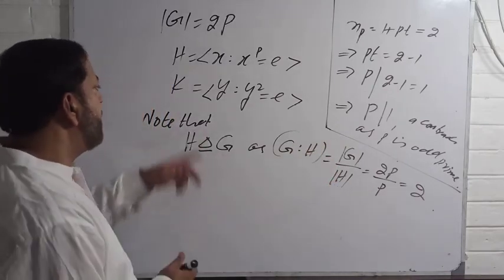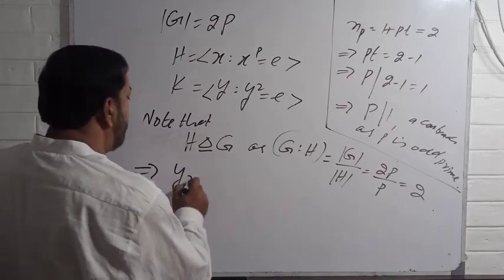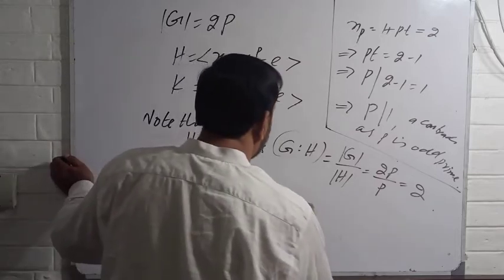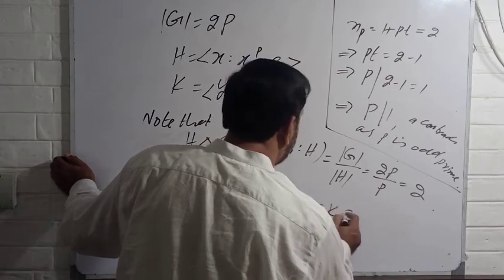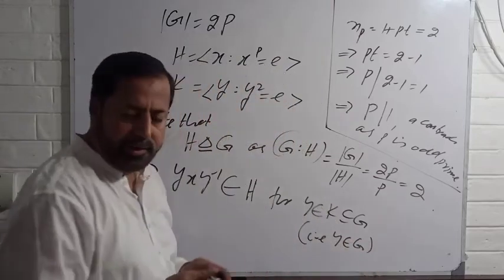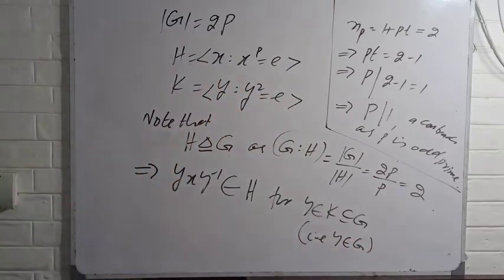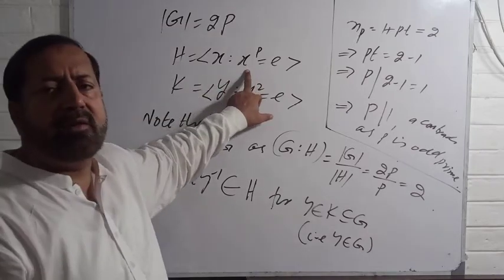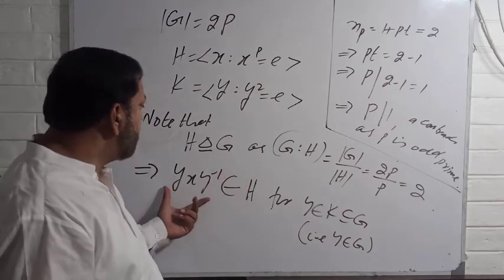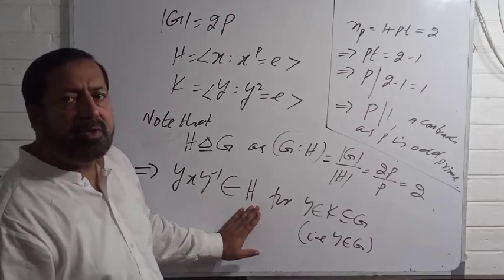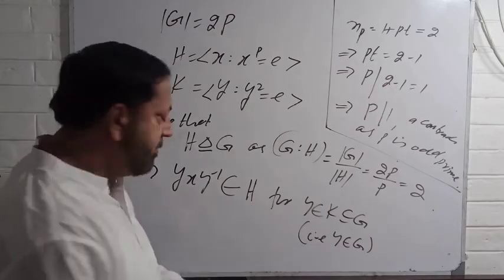Then again, by using the same tactic, this implies y x y inverse belongs to H for y belonging to K, which is a subset of G, that is, y belongs to G. Look at here. Now again I will use the same logic: since it is an element of a cyclic group, the elements of a cyclic group are powers of x. So this must be equal to some power of the same x, because this is an element of H. So this must be equal to some x to the power r.